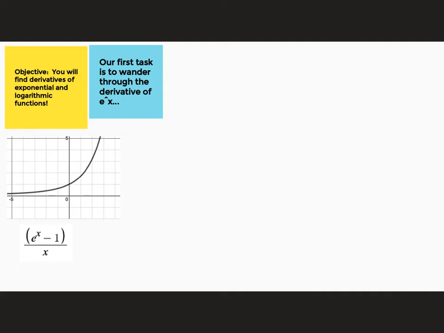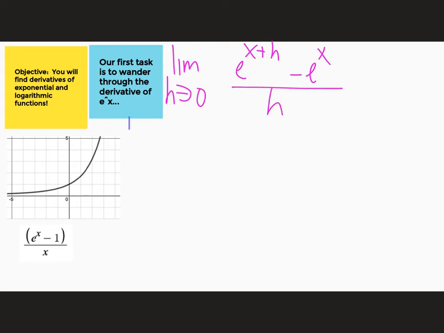So when we're doing derivatives, we've got to start with the limit. It's f of x plus h, and we're given that f of x is e to the x. So it's e to the x plus h minus e to the x, all over h. Now, back in the magical algebra land, we learned that we could rewrite e to the x plus h as e to the x times e to the h.